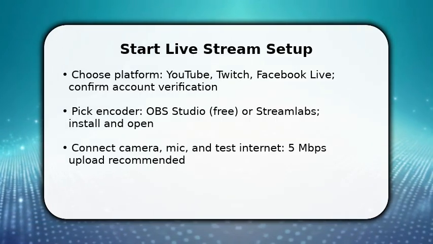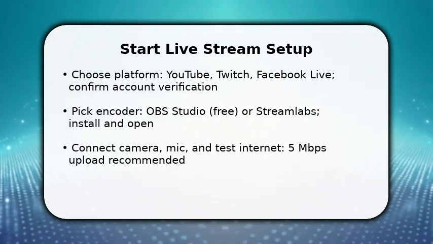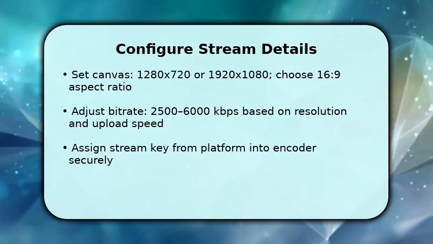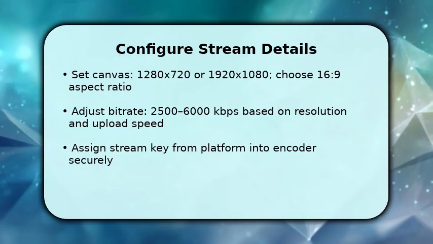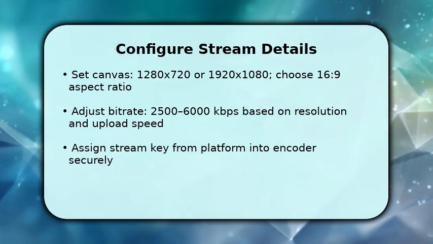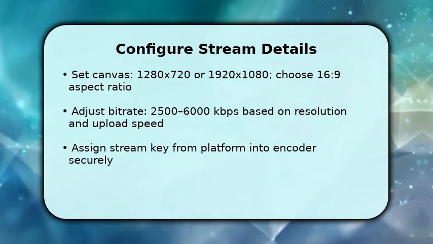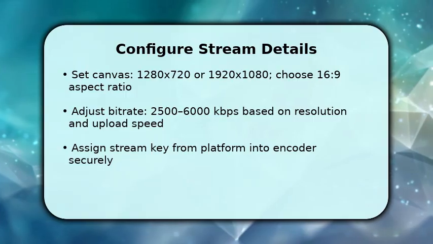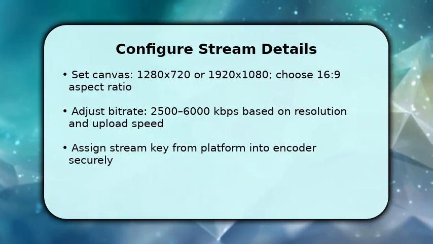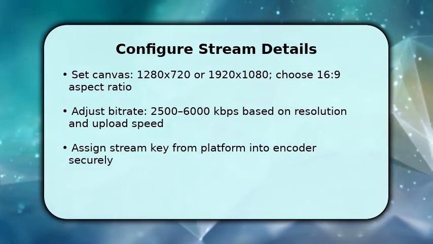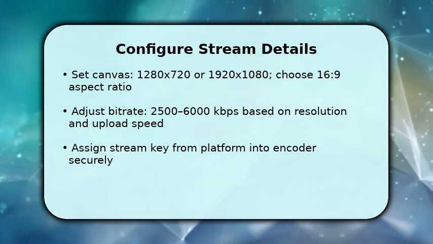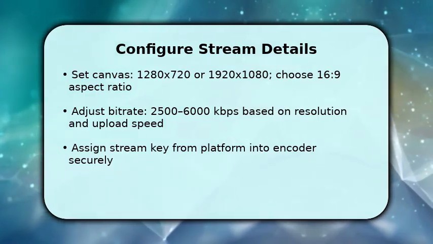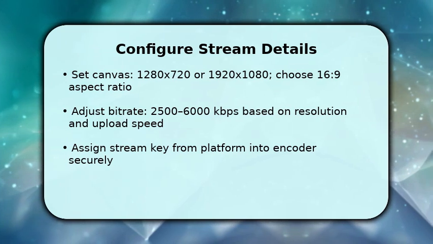Set your canvas to 1280 x 720 or 1920 x 1080 depending on your hardware, and adjust bitrate between 2500 and 6000 kbps to match resolution and available upload speed. Add overlays, a microphone filter for noise suppression, and enable a test recording to check levels. Then copy the unique stream key from the platform and paste it and you are ready to go live.